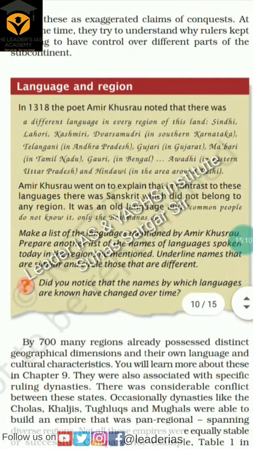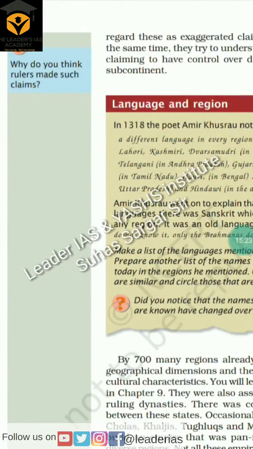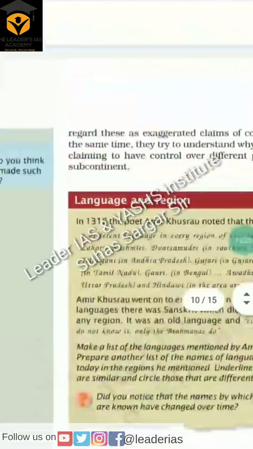Historians regard these as exaggerated claims of conquest. At the same time, they are trying to understand why the rulers kept claiming to have control over different parts of the subcontinent. In the box, why do you think the rulers made such claims?